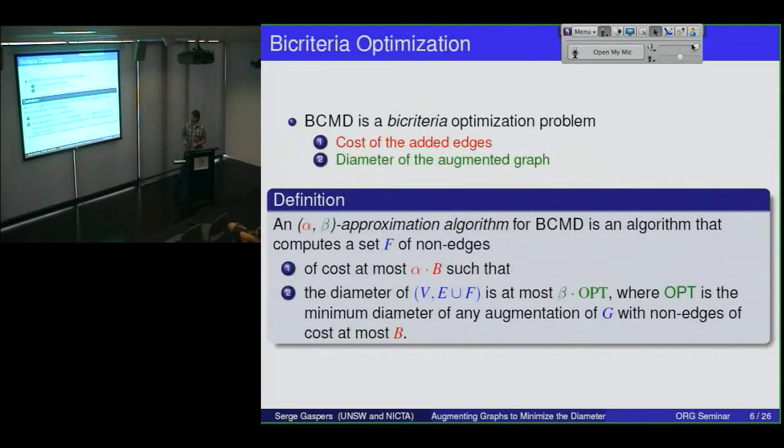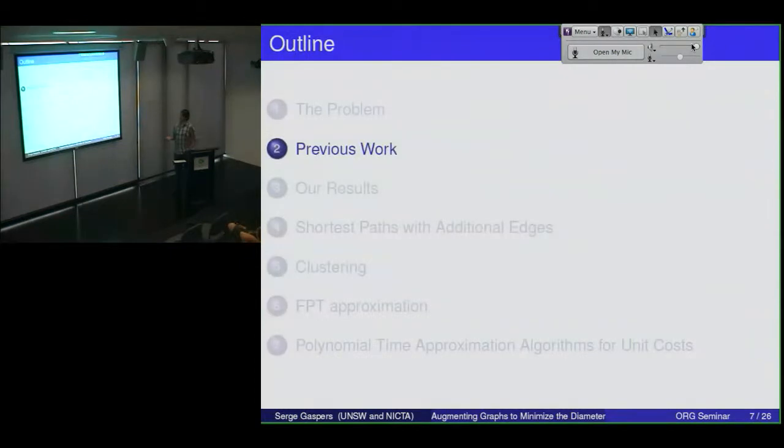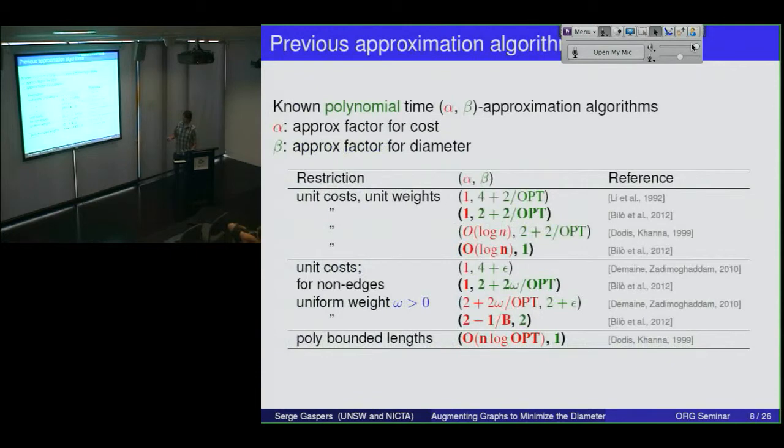And yes, so alpha is the approximation factor for the costs, and beta is the approximation factor for the diameter. People have looked at it in various settings, mostly very restricted ones where you have unit costs and unit weights, or unit costs and all the non-edges have the same weight, W. There's one very general algorithm by Dodis and Khanna in STOC 99. They had an approximation algorithm for polynomially bounded lengths and arbitrary costs.